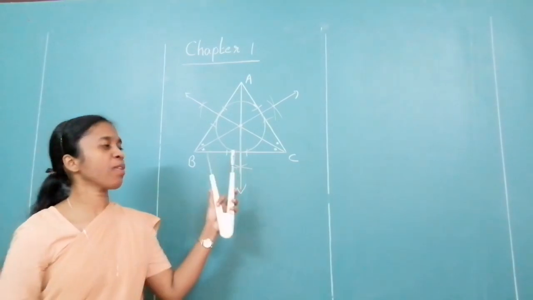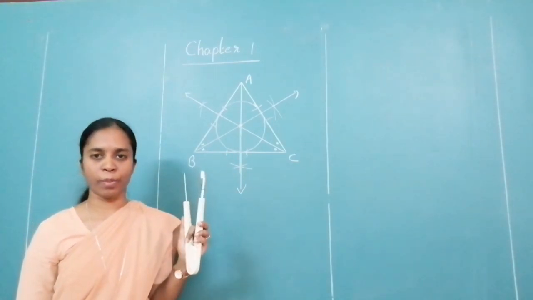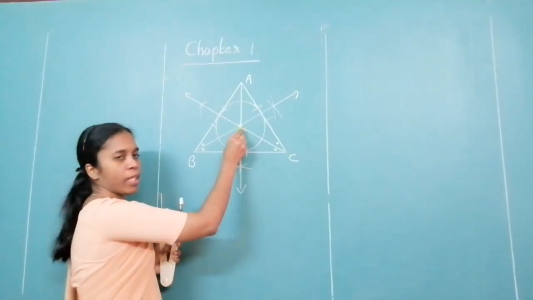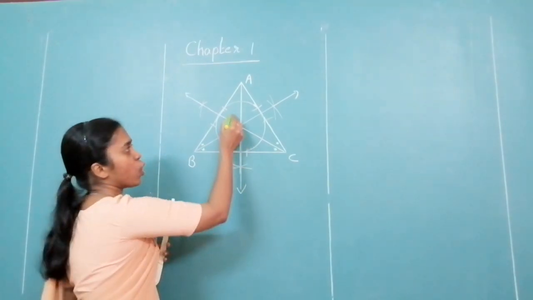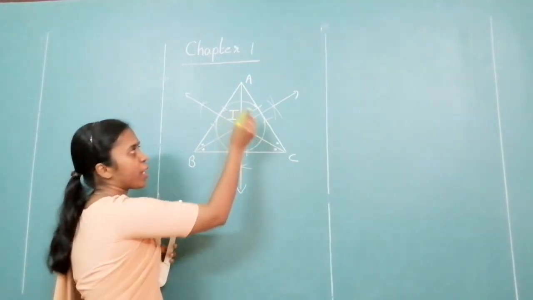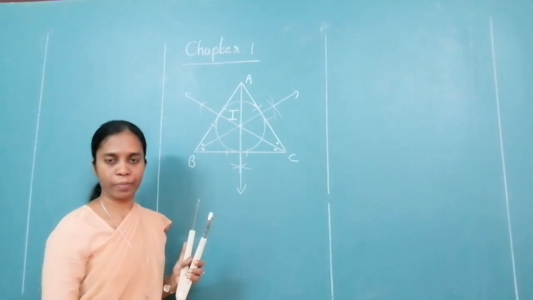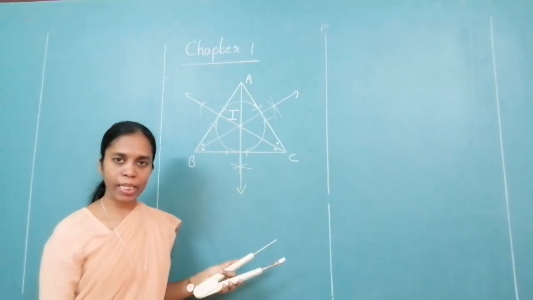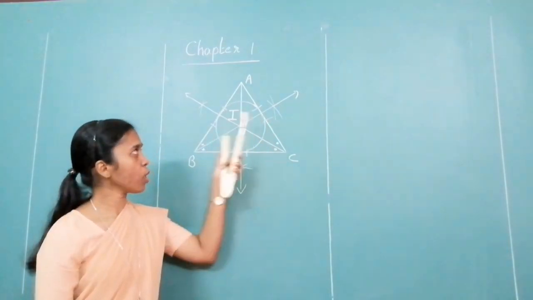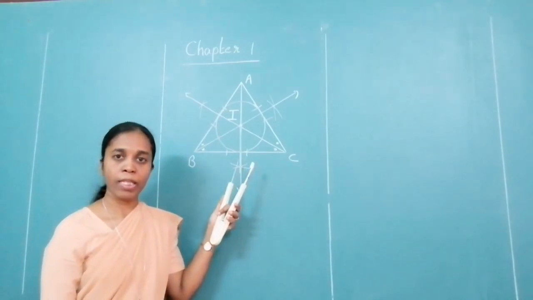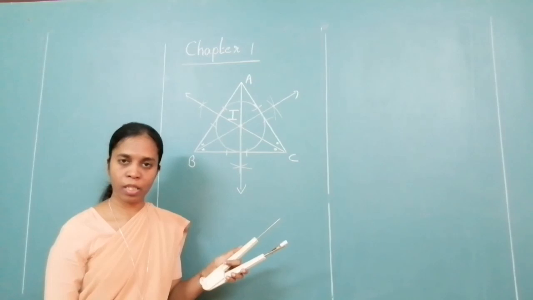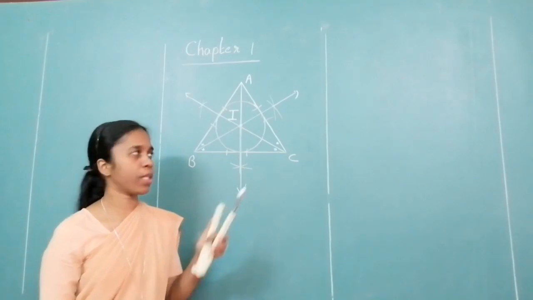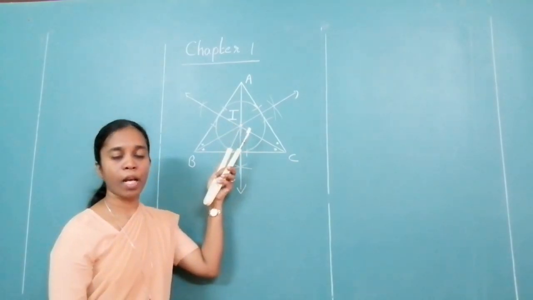Therefore, this circle we call an incircle. What do we call it? Incircle. And the point of concurrence for an incircle is known as the incenter and denoted by capital I. I repeat, you can see a circle created inside the triangle, just touching all three sides of the triangle. This circle is known as the incircle and the point of concurrence is known as the incenter, denoted by capital I. So you have to mark it as capital I only.